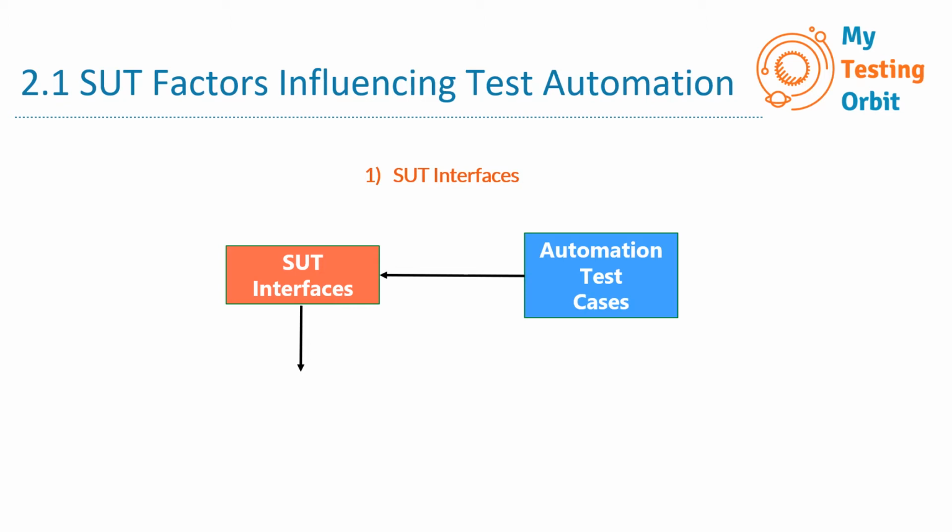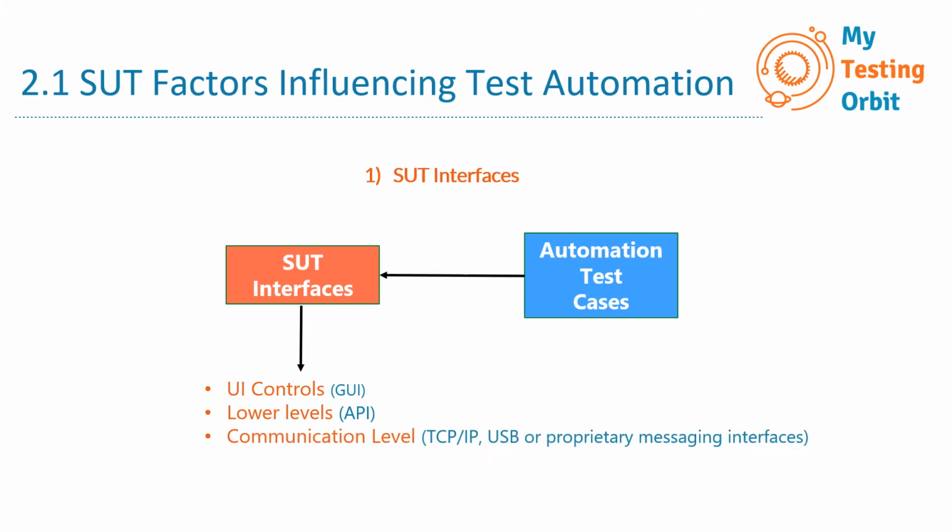Now this can be done through different ways. For example, we can use UI controls, and an example of a UI control can be GUI, graphical user interface, or lower level interfaces. Examples of that can be API, application programming interface, or communication level interfaces. In that, it can be TCP/IP, which can be network interfaces, or it can be USB, like a plug and play interface, or proprietary messaging interfaces, for example, Microsoft Exchange Server.